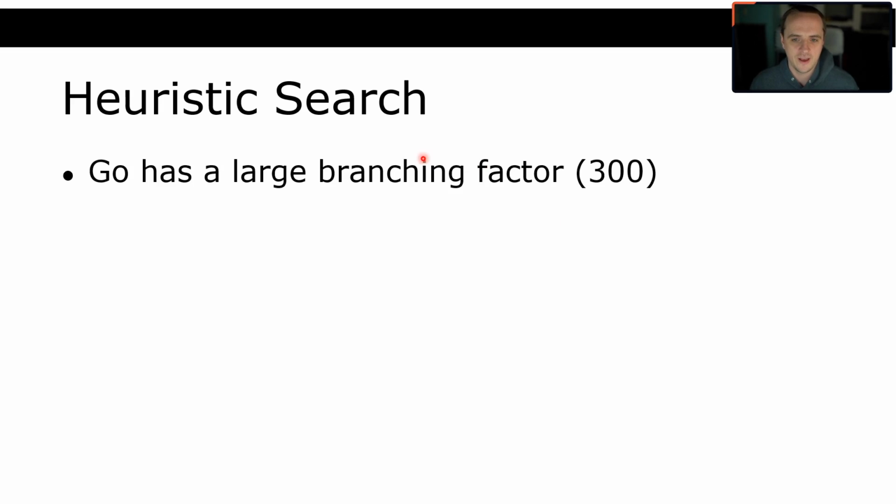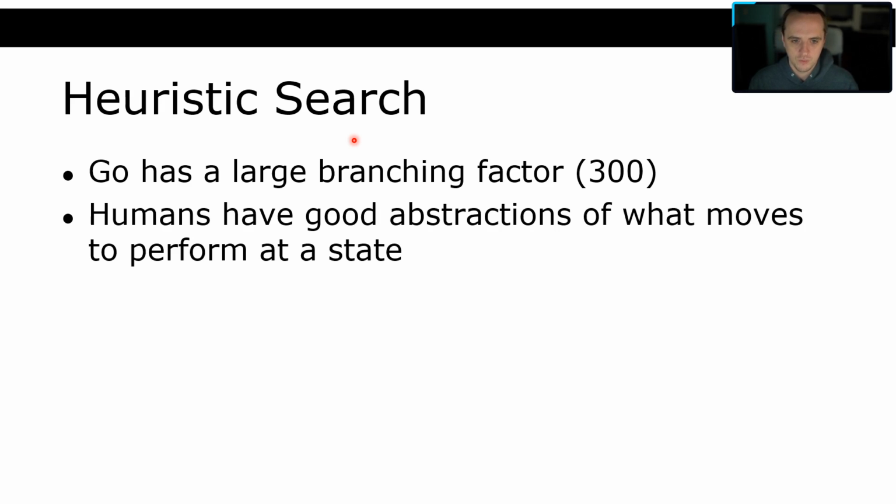Go has a very large branching factor. The reason heuristic search alone doesn't beat professionals at Go is that you can't have a branch with 300 moves and then 300 moves again. What's 300 to the power of 10? It's gigantic. The way humans play Go is they do some search, but they have really good abstractions for which moves are good and which are bad.